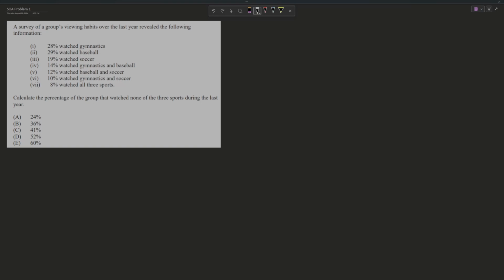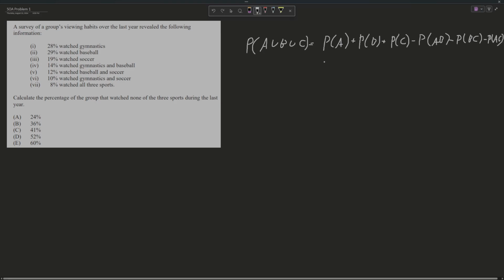Now, something that may be easier for some people is the more algebraic approach. It just depends if you're more of a visual person or not. So our formula for triple Venn diagram, because we're trying to find none of the three. So first, let's try to find the union of the three. Our formula, for example, for A union B union C is equal to probability of A plus probability of B plus probability of C minus probability of AB minus probability of BC minus probability of AC plus probability of ABC.